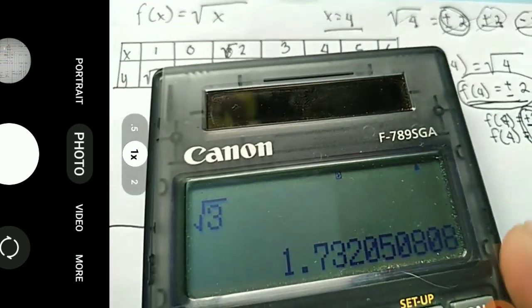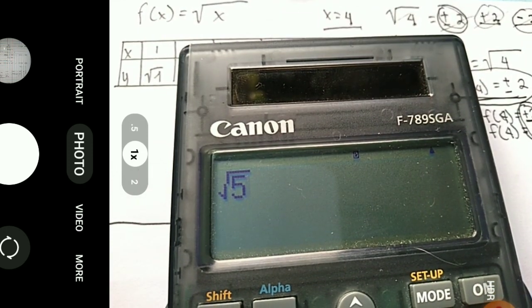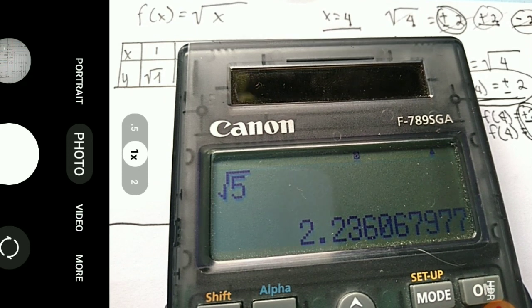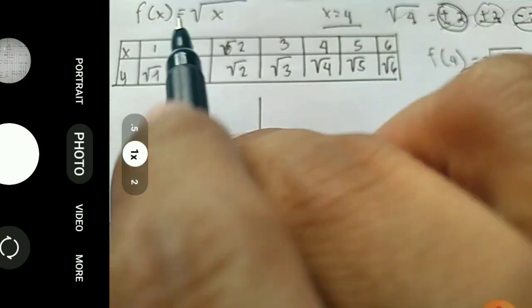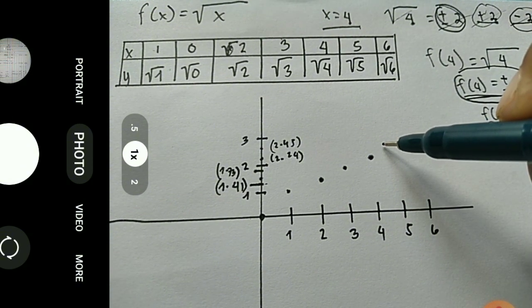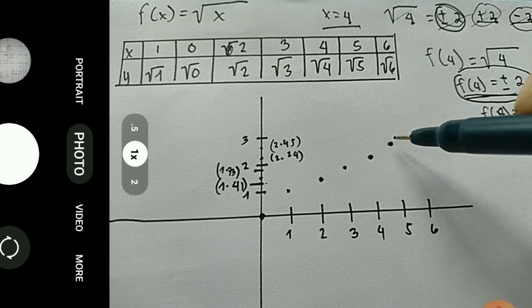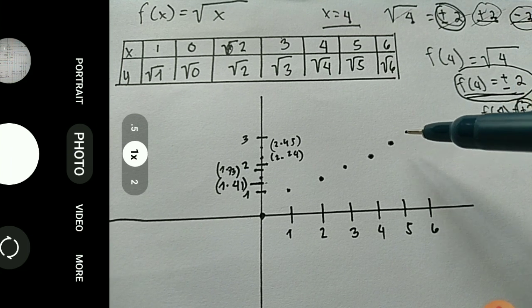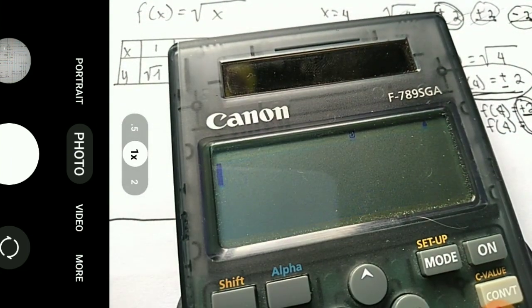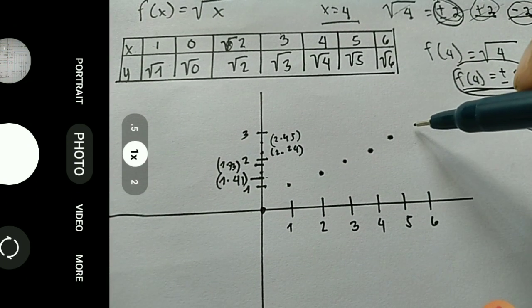And if x is 5, the square root of 5 is 2.23. So if x is 5 here, the square root of 5 is positive 2.24. So we only obtain the positive value. And if x is 6, the square root of 6 is 2.45. So if x is 6, our y is 2.45.